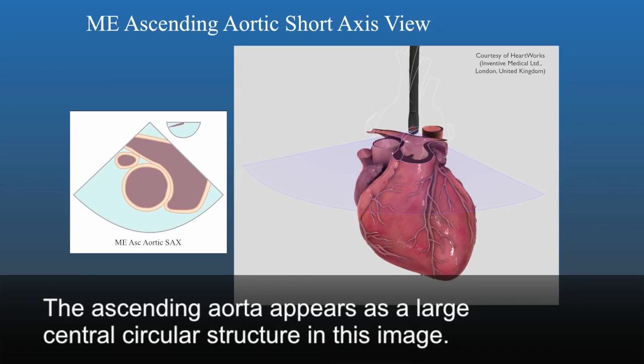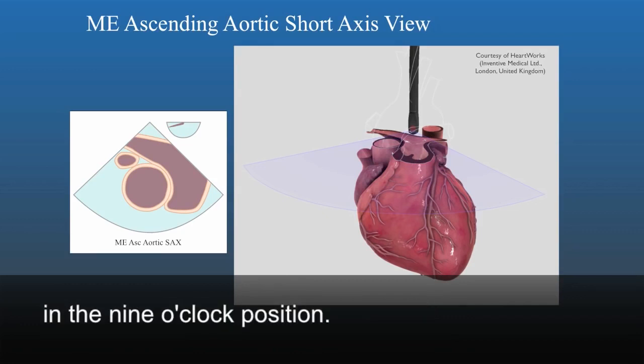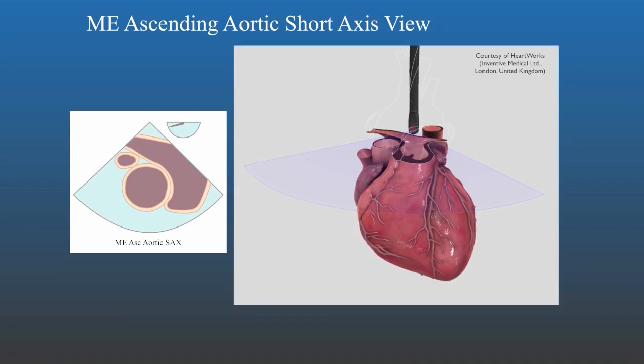The ascending aorta appears as a large central circular structure in this image. The superior vena cava appears as a smaller circle in the 9 o'clock position. The main pulmonary artery classically can be seen arising near 5 o'clock. It branches, and the right main PA can be seen above the ascending aorta and superior vena cava, while the left main PA usually is not in the field of view.